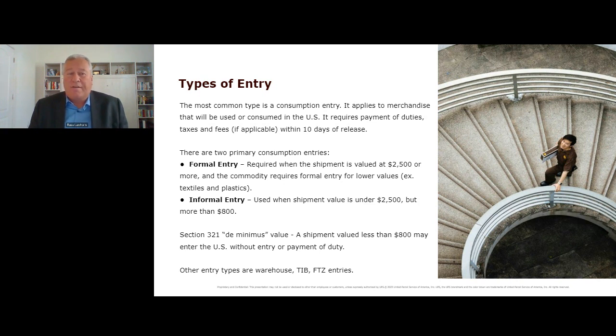Think of it as kind of, I like to break it into buckets. So I would say my formal bucket is $2,500 and up. My informal bucket is $800 to $2,500, and my Section 321 is $800 and below, unless we're into special commodities that you're importing. Those are the types of entries.